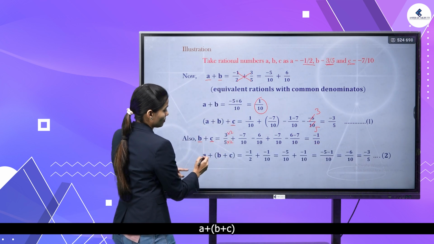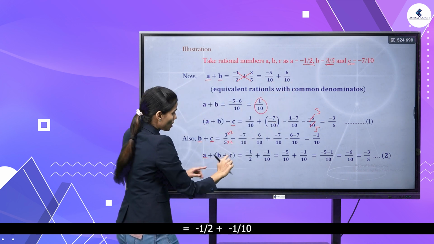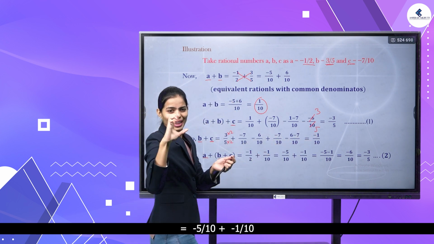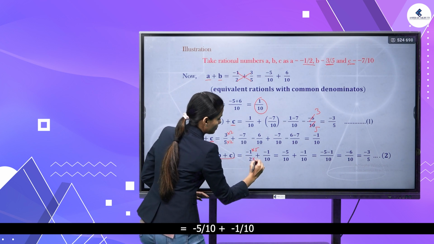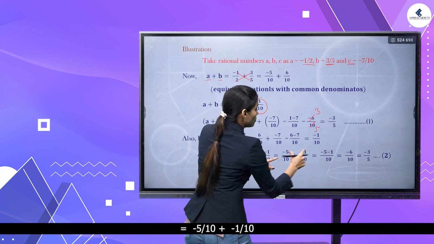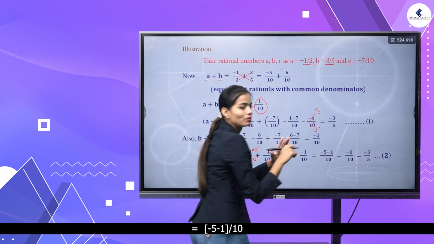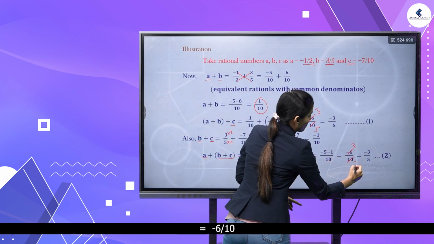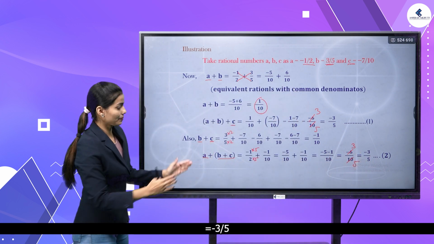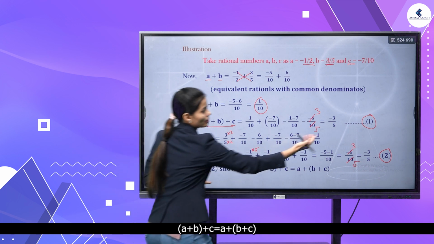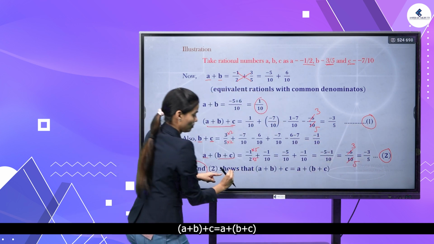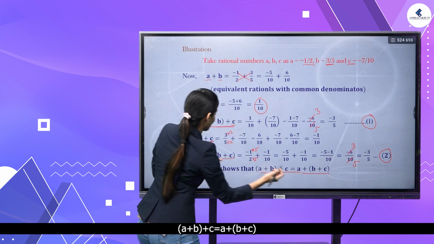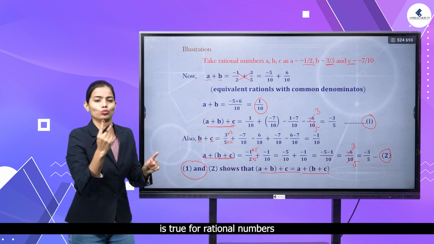a + (b + c) is equal to minus 1 by 2 plus minus 1 by 10 is equal to minus 5 by 10 plus minus 1 by 10 is equal to minus 5 minus 1 by 10 is equal to minus 6 by 10 is equal to minus 3 by 5. 1 and 2 show that (a + b) + c is equal to a + (b + c). Is true for rational numbers.